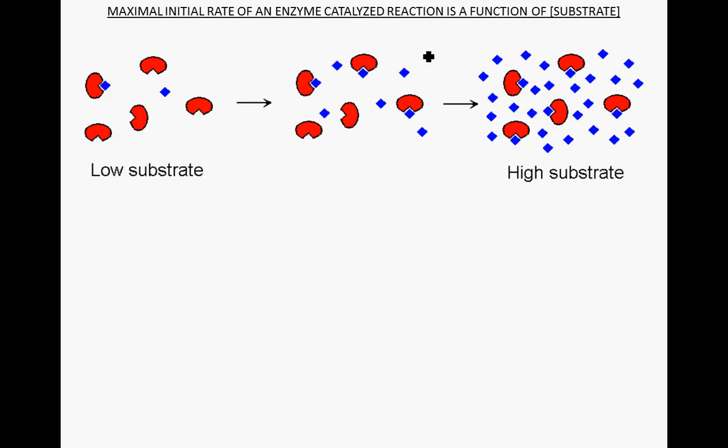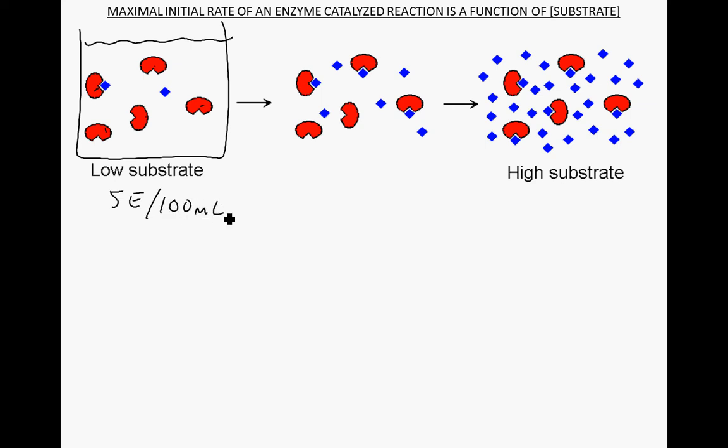That said, let's talk about what's happening here with substrate concentrations, and the explanation, the biology behind what's happening. It's not so much biology, but logic as well. So let's pictorially take a look at this. Let's put in solution 1, 2, 3, 4, 5 enzymes. So this is 5 enzymes in, let's just say, 100 milliliters of water.